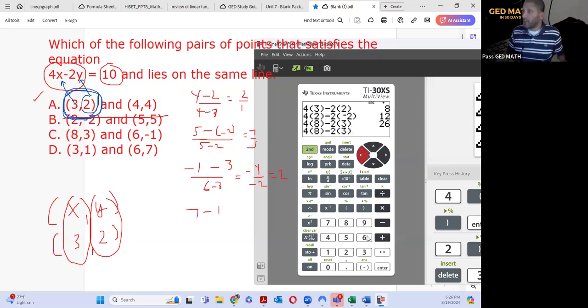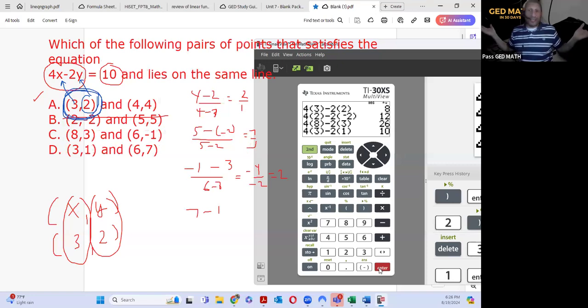This is another way you can do it. Listen, if you understand how to use this calculator, this problem now becomes an easy problem. It got 10. I know it's D. 30, 45 seconds at the most, I finished that problem.